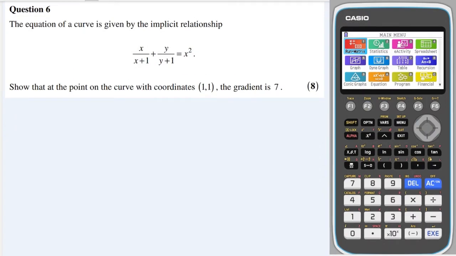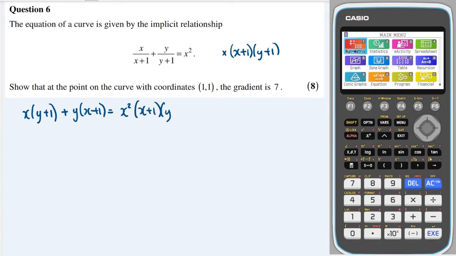Question 6, a tricky implicit relationship. We need to work out the gradient at a particular point. So I would recommend multiplying through by x plus 1, y plus 1 to get rid of the fractions and avoid using the quotient rule. So when I multiply through, I get x lots of y plus 1 plus y lots of x plus 1 is equal to x squared times x plus 1 times y plus 1.